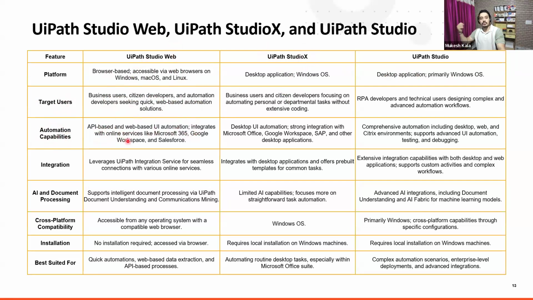When it comes to Studio Desktop, you could do some advanced automation, like Citrix automation, VM, Citrix. All of that can be done here. We have more testing, more debugging. So whenever we create enterprise level projects, we prefer UiPath Studio. But for starting small projects, we can go with this. And again, both of them can work interchangeably.